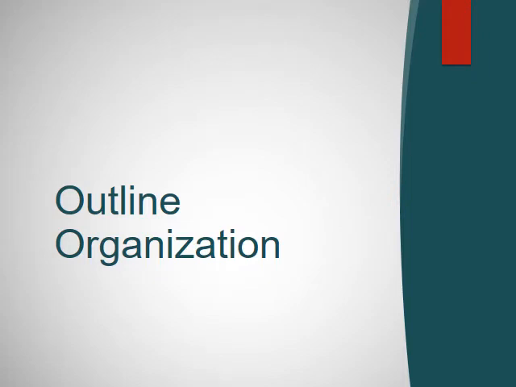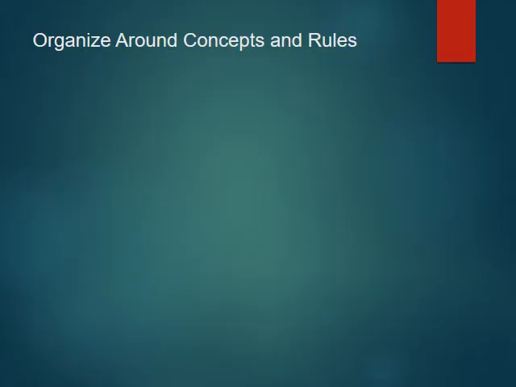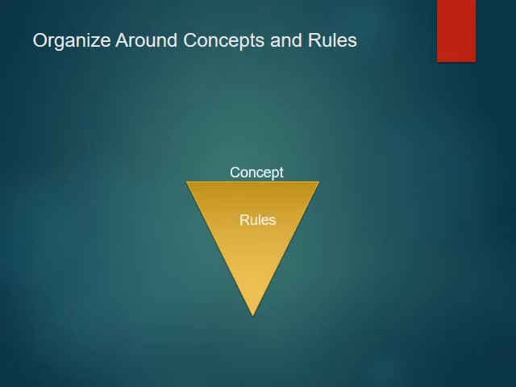So once you start to develop all of these different pieces of information and organizational structures, how do you implement it as an outline? So again, as I said earlier, you organize an outline around concepts and rules. I think it's useful to think of it as an inverted triangle with a concept being supported by rules, being demonstrated by fact illustrations. Each of these may need their own expansion.